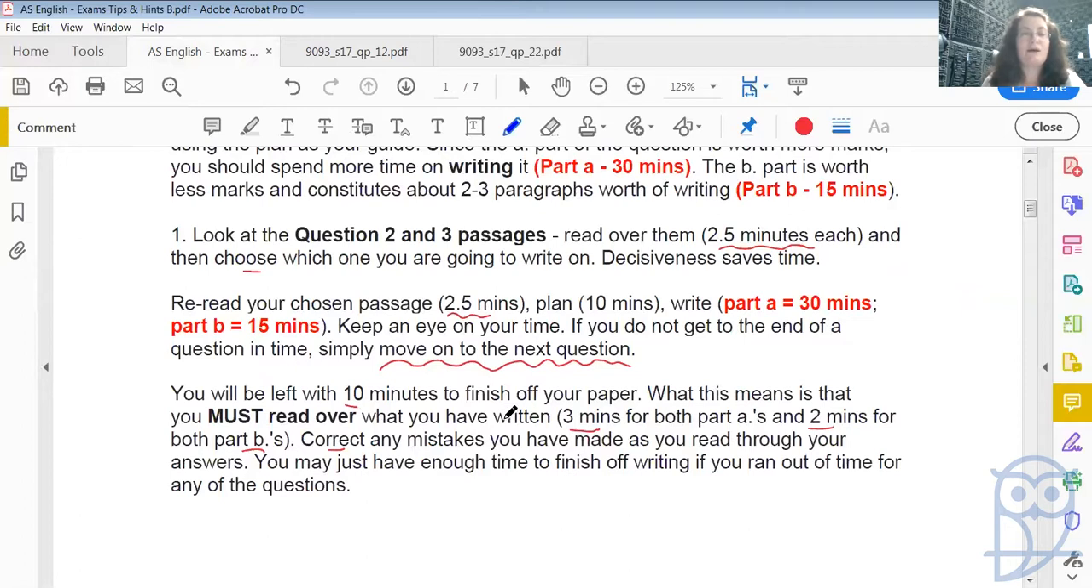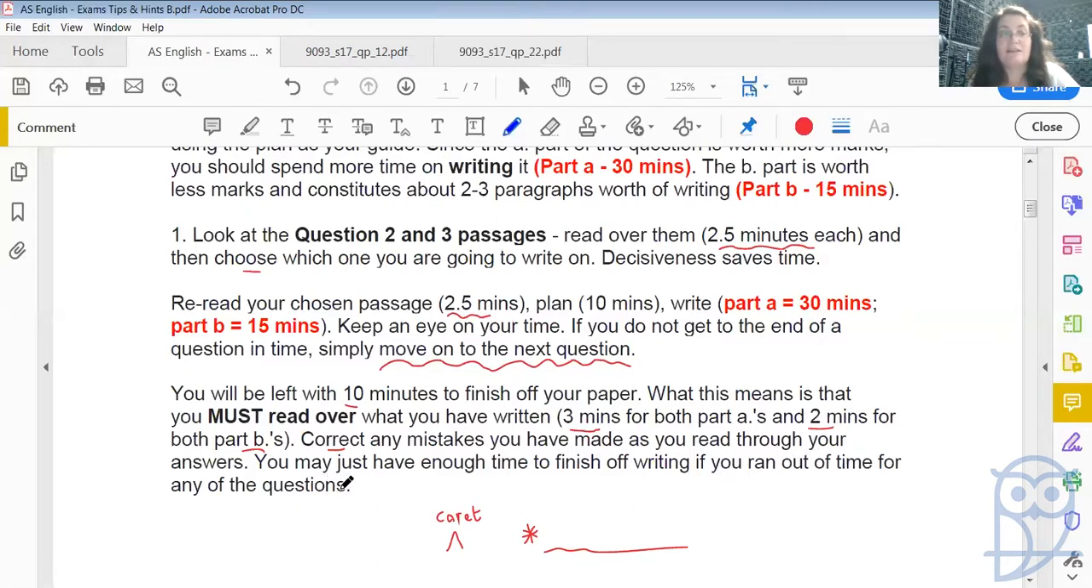Correct any mistakes you have made, because what you might notice is that your sentence doesn't make sense when you read it. You have to insert something using a caret, or you have to strike things out and use an asterisk and write it down below. Replace whatever it was you were going to write originally with this new written sentence down below at the bottom of your paper. So this is all about correcting mistakes you have made as you read through your answers. You may just have enough time to finish off writing if you ran out of time for any of the questions.